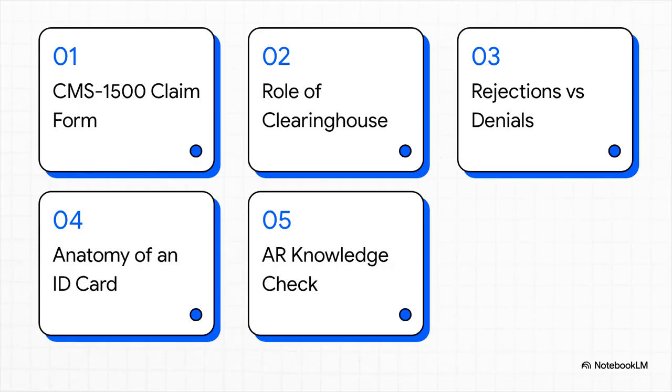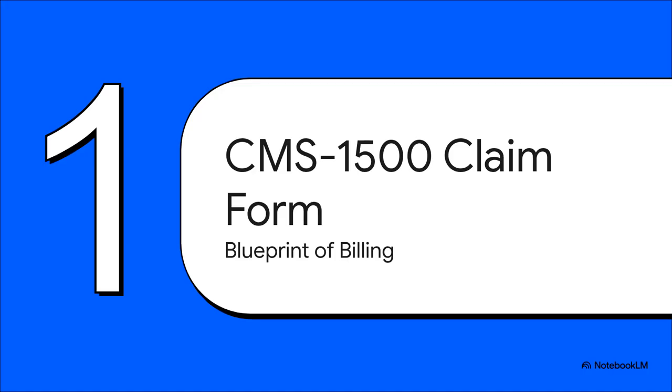We'll start with the CMS 1500 claim form, then unpack the role of the clearinghouse, break down the critical differences between rejections and payer denials, dissect the anatomy of an insurance card, and finally, wrap things up with a quick AR knowledge check. All right, Part 1, the CMS 1500 claim form. This is literally the blueprint of billing.